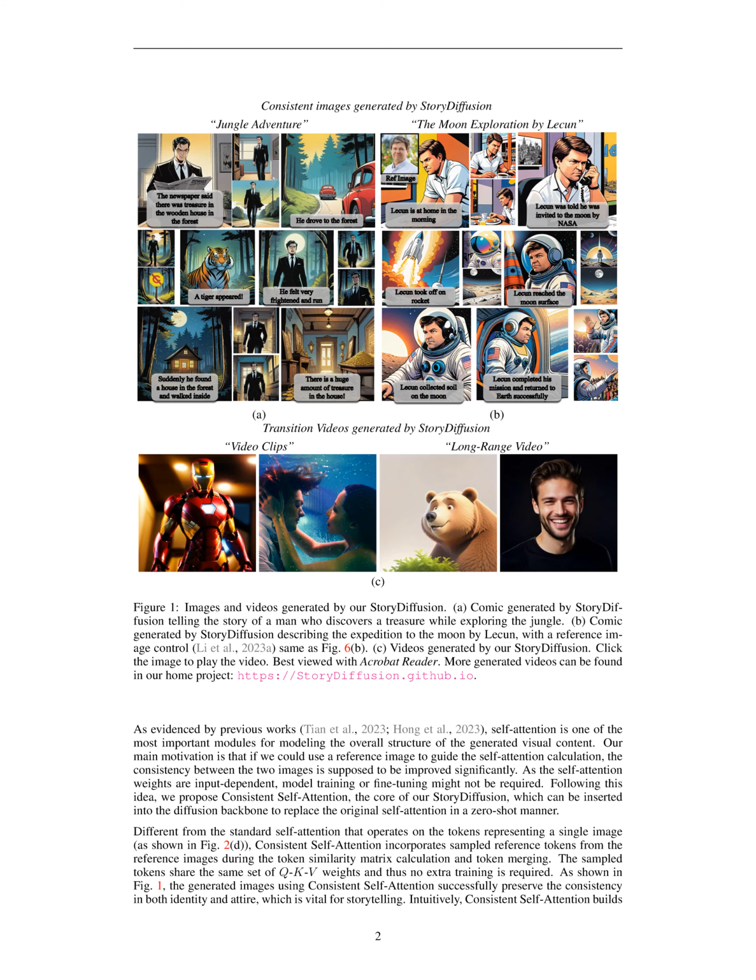The consistent self-attention enhances the generation of subject-consistent images by efficiently preserving the consistency of characters in terms of identity and attire across multiple images, which is crucial for storytelling.